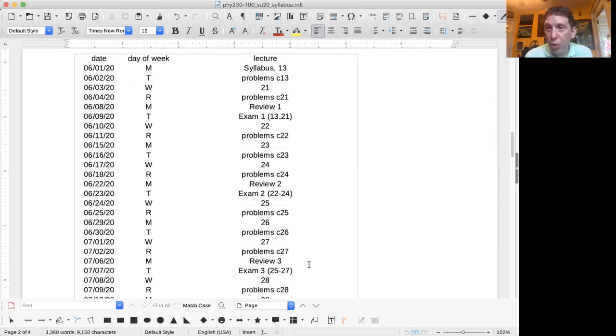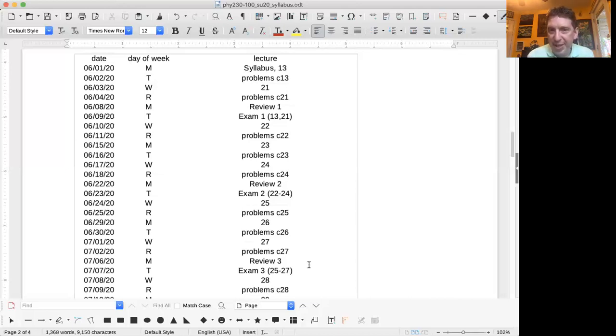So then we're going to chapter 22, which is Gauss's law. Chapter 23 is electric potential, and the relationship between electric potential and potential energy. Chapter 24 is capacitance and the energy stored by a capacitor. And that'll bring us to the second exam. So we'll review for that on Monday, June 22nd, and the exam will be Tuesday, the 23rd.